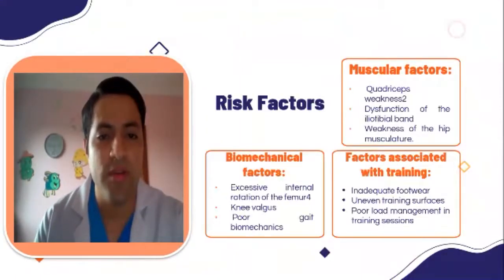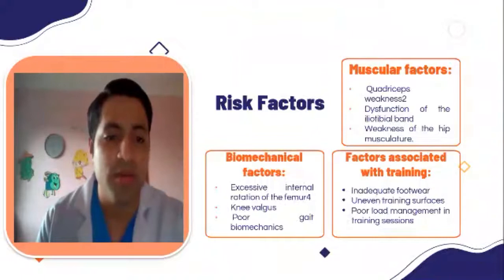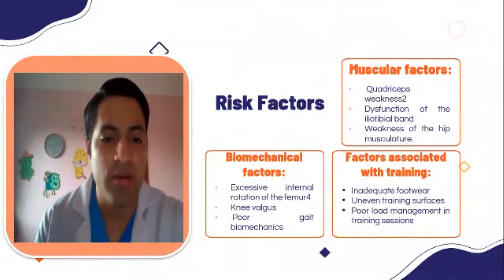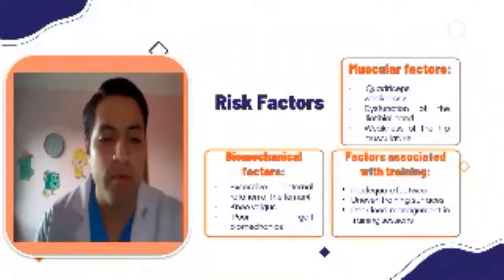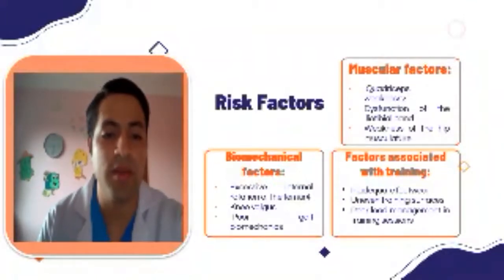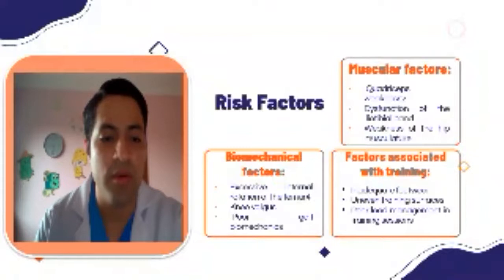Risk factors. Muscular factors: quadricep weakness, dysfunction of the iliotibial band, weakness of the hip musculature. Factors associated with training: inadequate footwear, uneven training surface, and poor load management in training sessions. Biomechanical factors: excessive internal rotation of the femur, kinetic valgus, poor gait biomechanics.